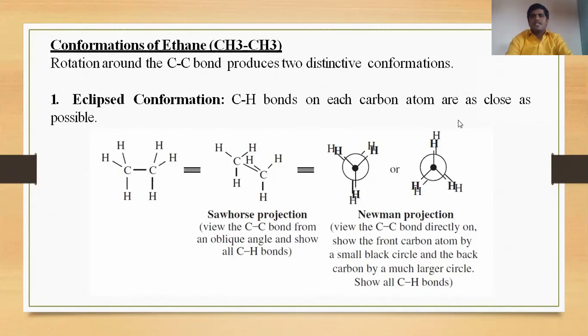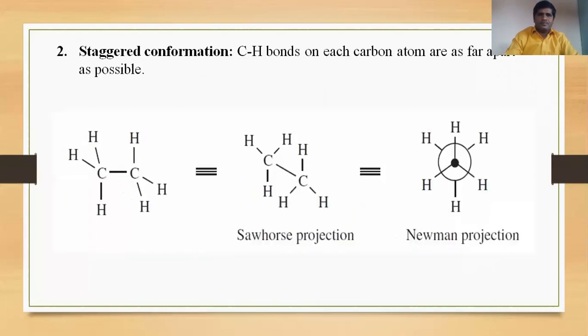The definition has been shown here. You just see the hydrogens or C-H bonds on the carbon atoms are as close as possible. That is called the eclipse conformation. I have shown the eclipse conformation in Sawhorse projection. You just see the Sawhorse projection I have written here, and the Newman projection I have written here for the eclipse conformation. Then we will write the staggered conformation for this particular ethane also.